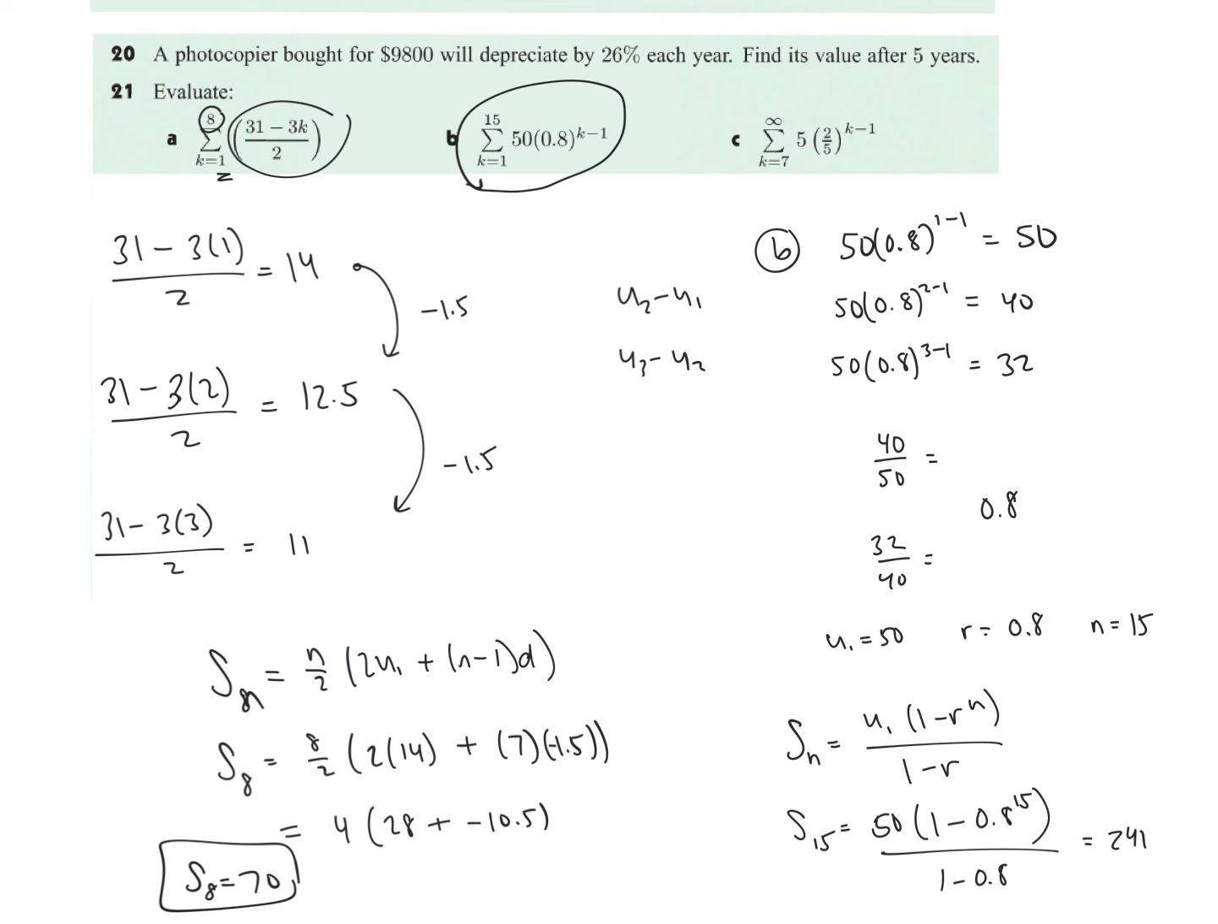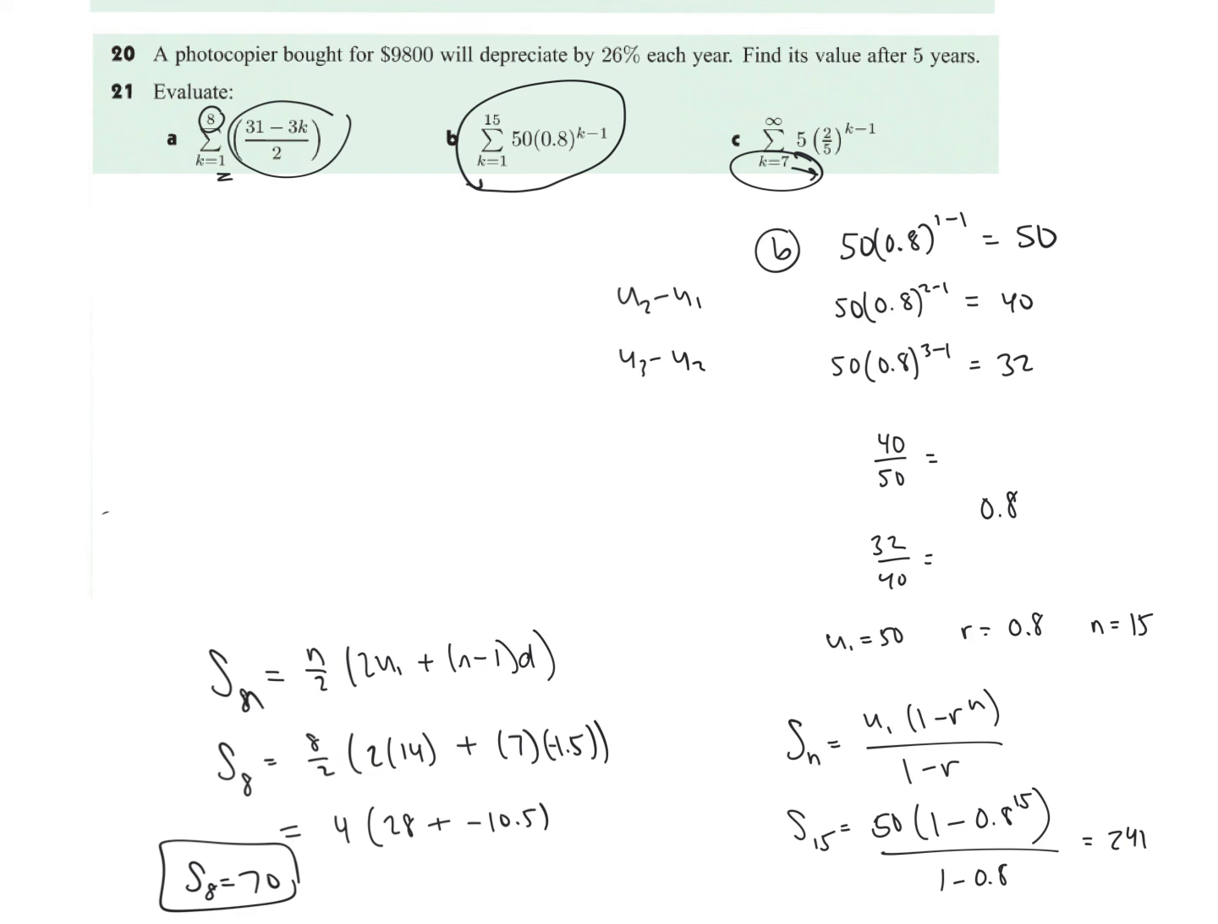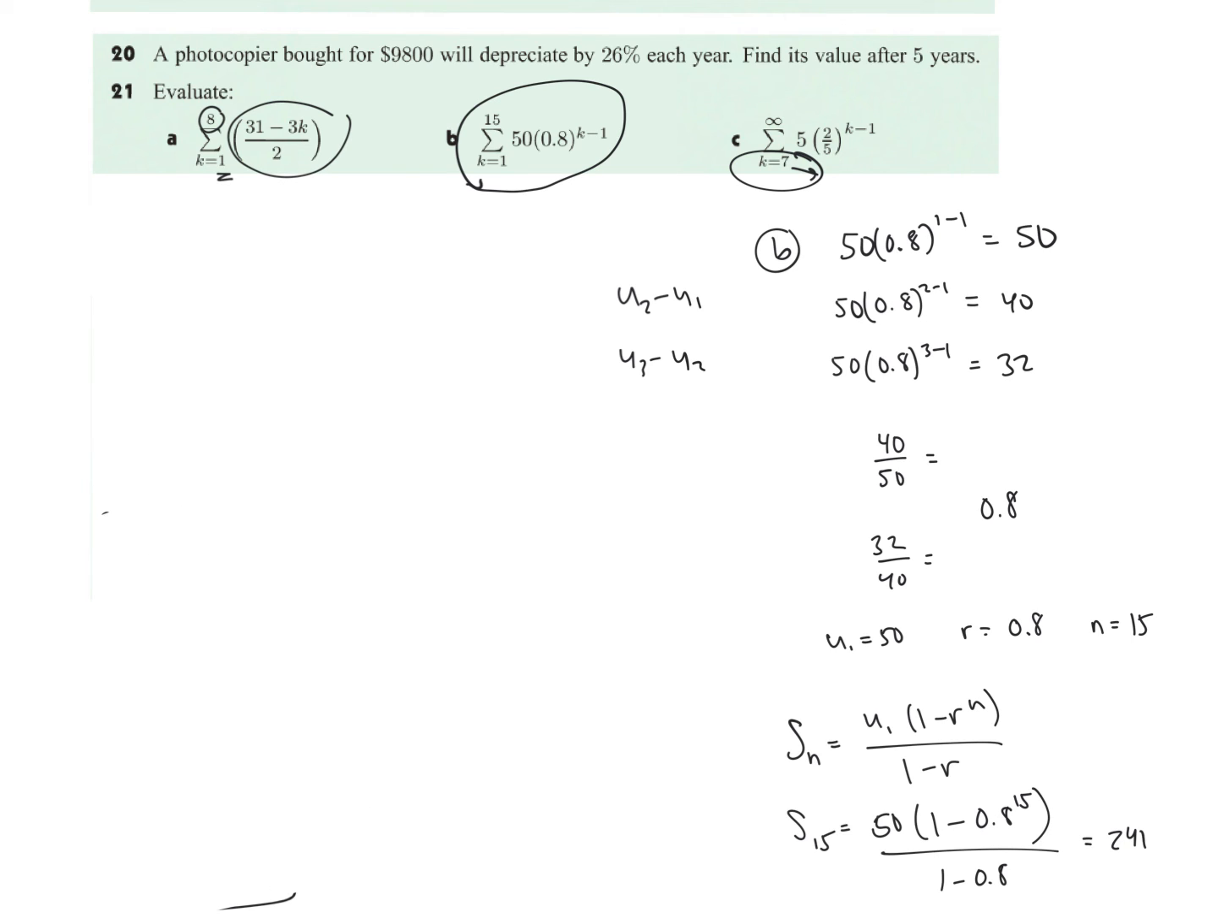And then for letter C, this is definitely an infinite geometric series. It wanted us to start, the first term is going to be the 7th term to infinity. Okay, so an infinite geometric sequence has the formula s to infinity equals u1 over 1 minus r. Okay, so we just need to figure out what u1 is, and u1 is technically u7, because they say from the 7th to infinity.